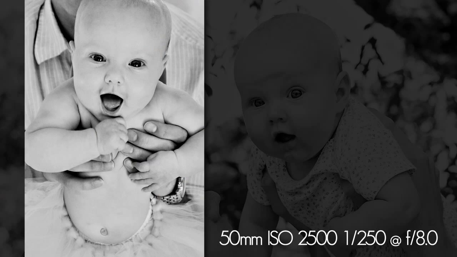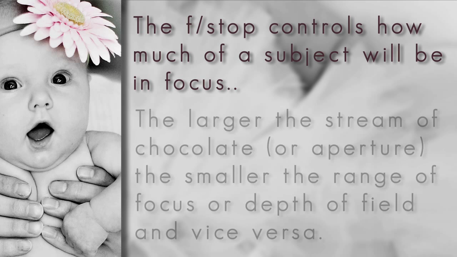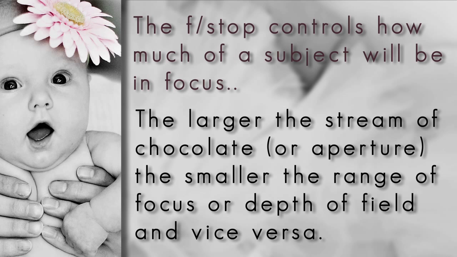Hi, sweet girl. So we know that f-stops play a vital role in the exposure, but it also plays a huge role in how the photograph will actually look. The f-stop controls how much of a subject will be in focus. The larger the stream of chocolate, or aperture, the smaller the range of focus, or depth of field, and vice versa. How close you are to your subject and how close your subject is to the background will also affect your depth of field and range of focus.